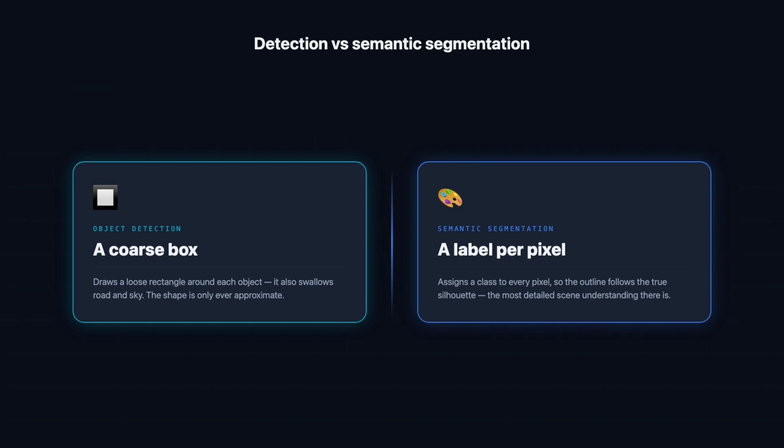Semantic segmentation refuses to approximate. Instead of a box, it assigns a class label to every pixel, so the car's outline follows its true silhouette exactly, curves and all. Think of classification as saying there's a cat, detection as boxing it, and segmentation as tracing its exact shape. This dense, color-coded map is the most detailed form of scene understanding we have.